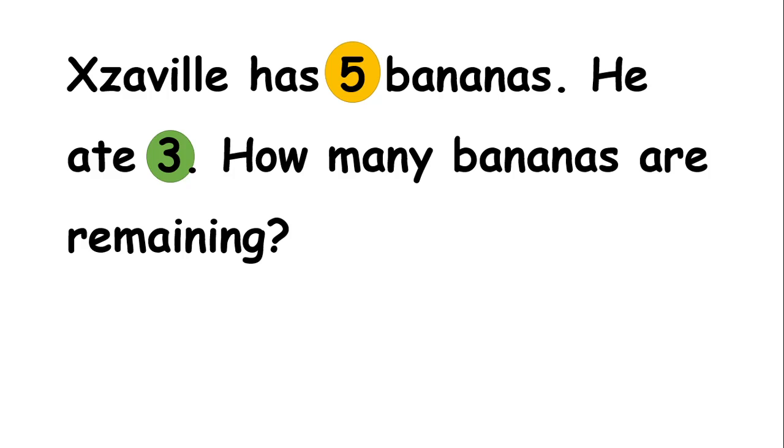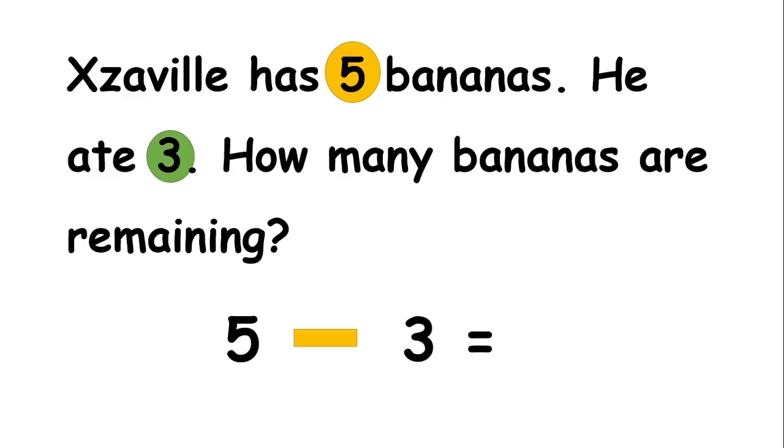So I'm going to write my number sentence now. I'm going to start with the bigger number, which is what he had in total. So what he had in all first. So he had 5 bananas first. How many did he eat? He ate 3. So I'm going to take away 3, right? Because he had 5, he ate 3. So the 3 are gone, so we're going to minus the 3 from the 5.